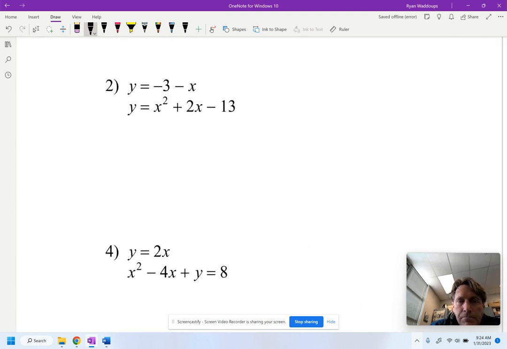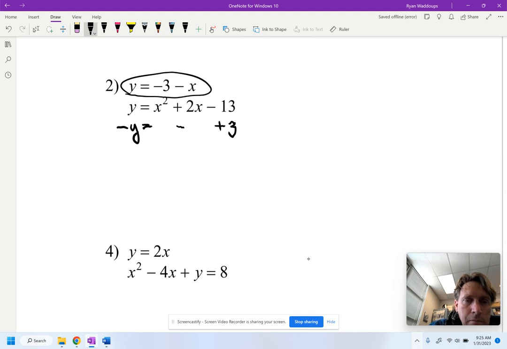This time, elimination. I think we'll try elimination. I'm going to take this first equation and make it negative. I'm going to write it right below. Negative y equals negative 3 becomes positive 3. Negative x becomes positive x. So I just went through and multiplied by negative 1 here, here, and here. And that gave me the opposite of y over here.